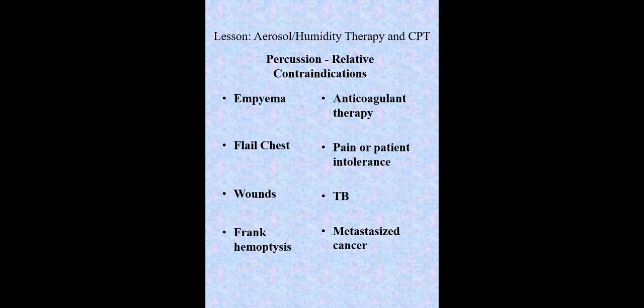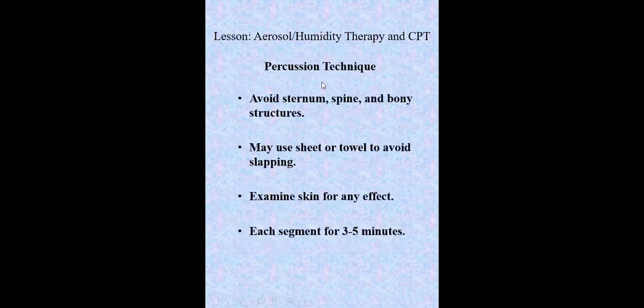Metastasized cancer. If cancer is already spreading, you don't want to start beating and possibly making pieces break off into the bloodstream and cause cancer somewhere else, okay? Because if you start beating on that tumor, it may break off. Little micro pieces might break off and go into another section, get into the blood, and cause cancer in other places. Okay, so those are some of the contraindications of percussion.